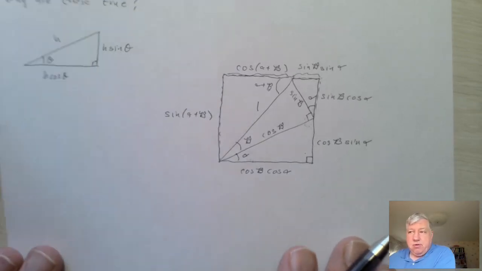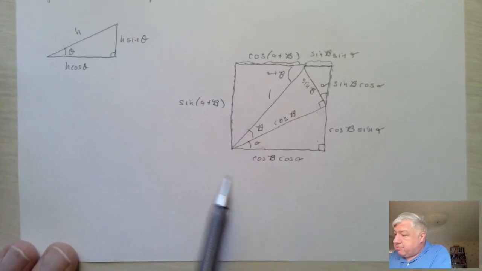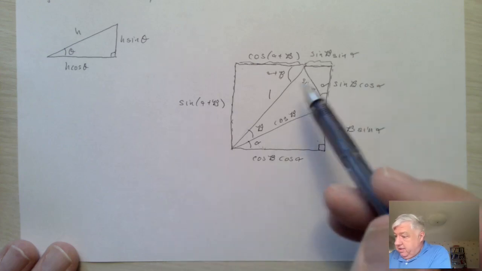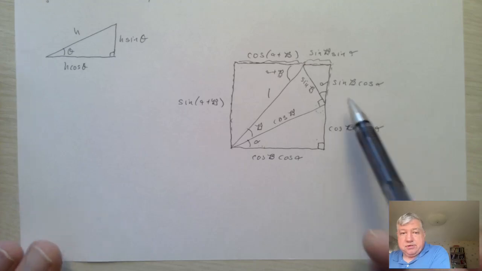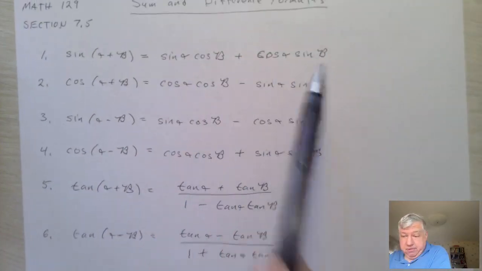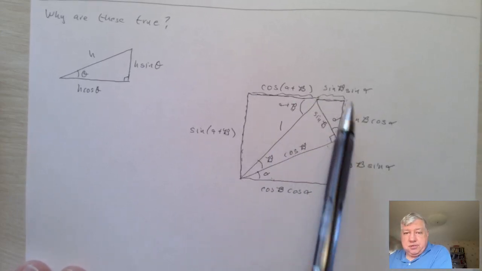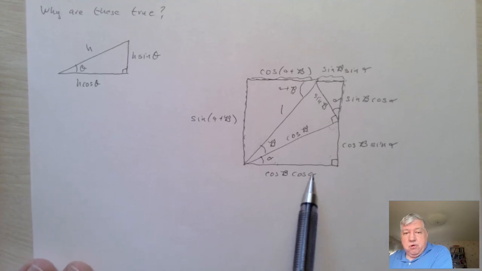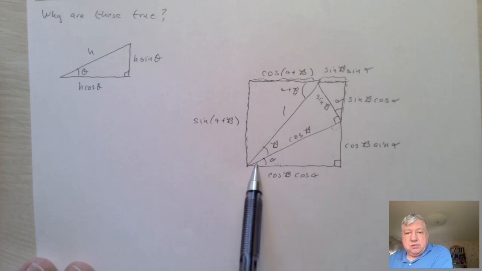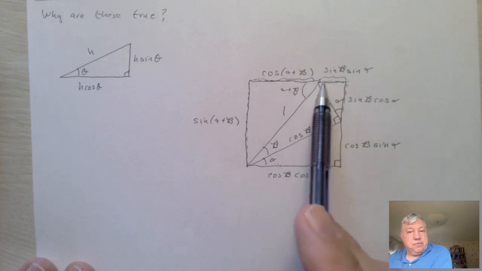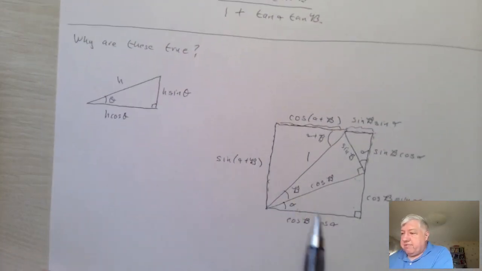Now we can basically read off the formulas that we want, because we can see that the sine of alpha plus beta is equal to this distance plus this distance. Okay, and if you just rearrange the factors, that's how we get this formula right here. And we also see that this distance plus this distance equals this distance. Okay, so we can see that the cosine of alpha plus beta is this distance minus this distance. Okay, which proves the second part. Okay, so this is the proof for the first two formulas.